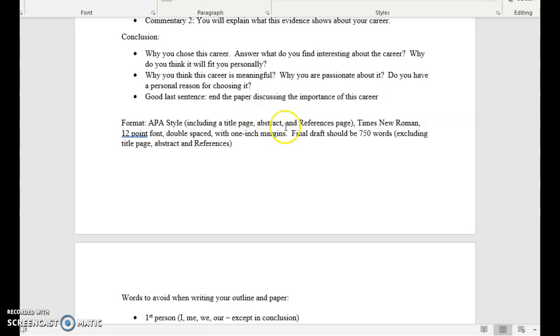You'll have an abstract. Now, we did not do an abstract last time, so I will be explaining what an abstract is and how to complete one of those. And then a references page. We didn't do a references page last time. We are doing one this time.